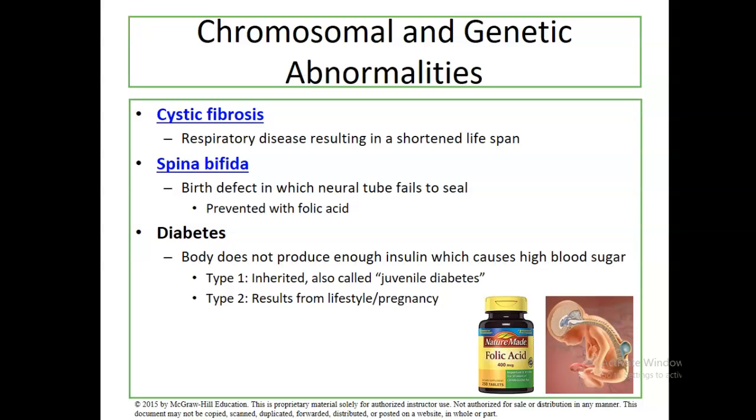The average lifespan of someone with cystic fibrosis is somewhere around 45, whereas for individuals without cystic fibrosis, the average lifespan of humans is about 75 to 80. Spina bifida is a birth defect in which the neural tube fails to seal. This can be prevented with folic acid.